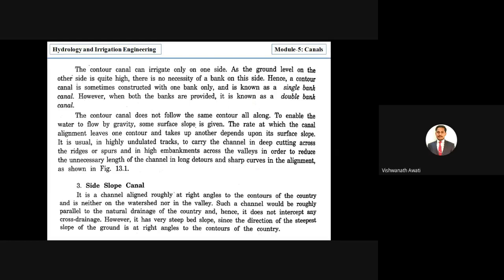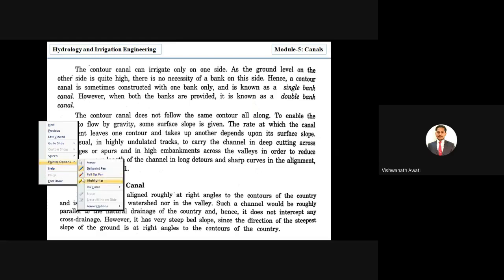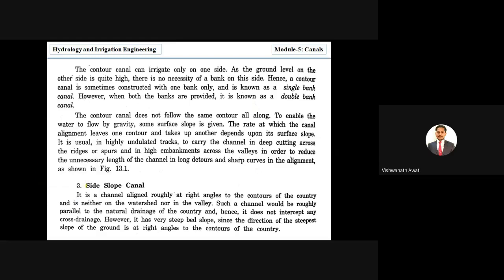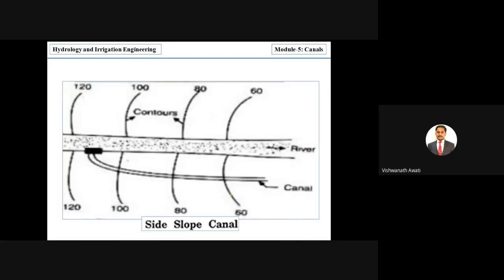Then we'll discuss the side slope canal. What do you mean by a side slope canal, and when is it provided? Correct. A side slope canal is a channel aligned roughly at right angles to the contours. So the one indication is that it is roughly aligned at right angles to the contours of the country. We'll see in the diagram how it is aligned.